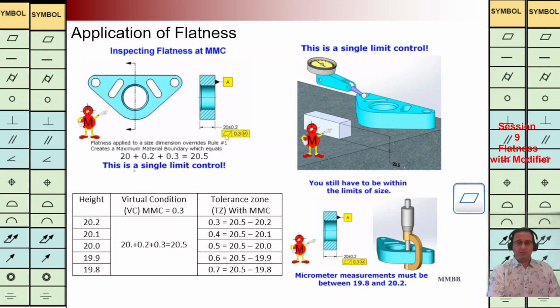Now we have another example here. The tolerance zone for midplane is 0.3, and the thickness of this component is going to change in this interval as they are listed in the first column here, as we can see. Again, we are going to calculate the virtual condition. For this component, MMC is important. We are going to calculate what can be the distance between these two horizontal planes. We are going to have this value 20.5.